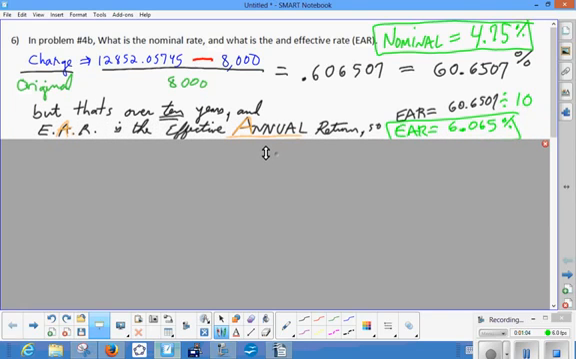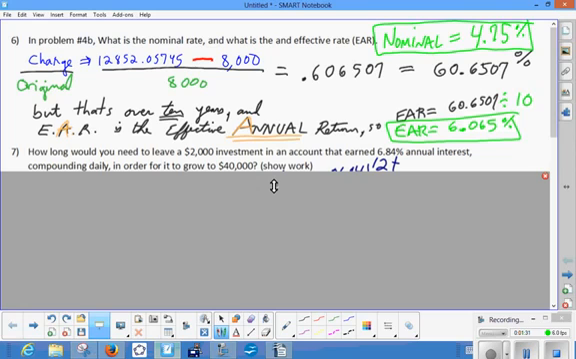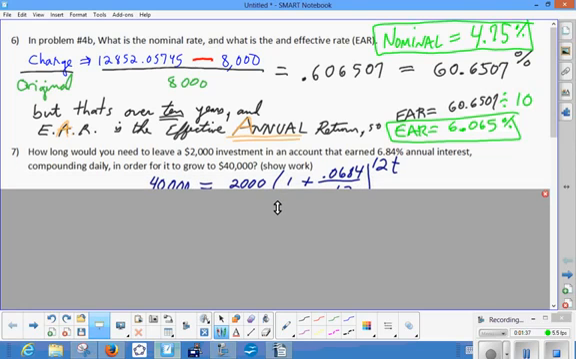But that was over a 10-year period, and when you see EAR, the A part stands for annual, the effective annual rate, which is a per year rate. So we need to take our rate of growth for 10 years and divide by 10 to get our rate of growth per 1 year, which is our effective annual rate. And it's considerably higher than the nominal rate. Thank you, compounding.